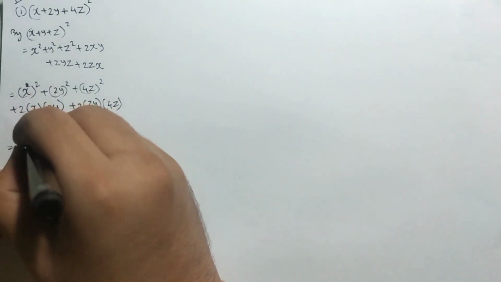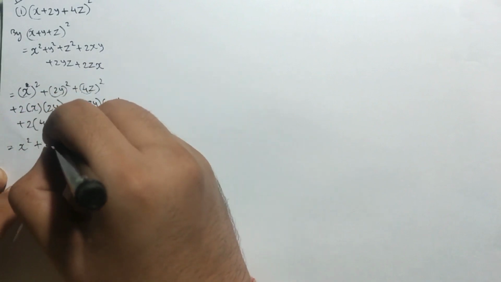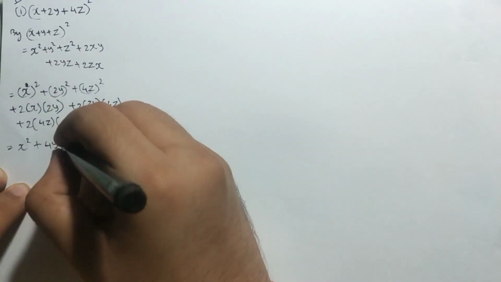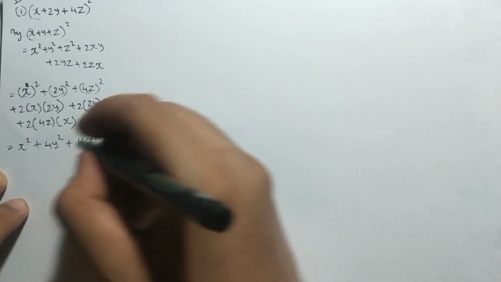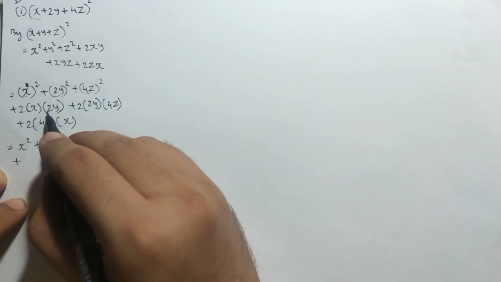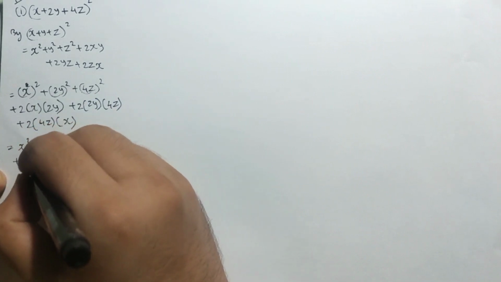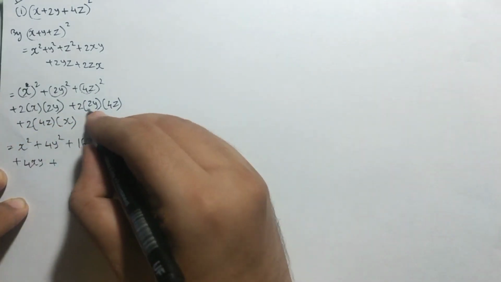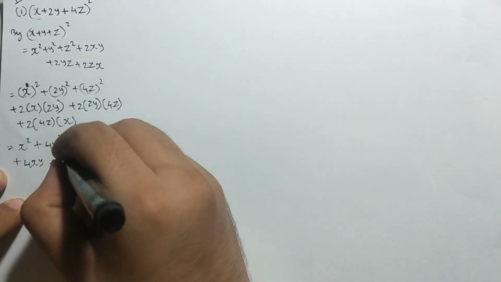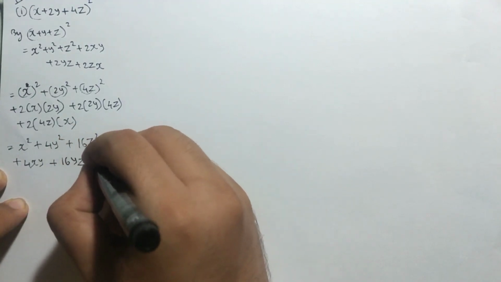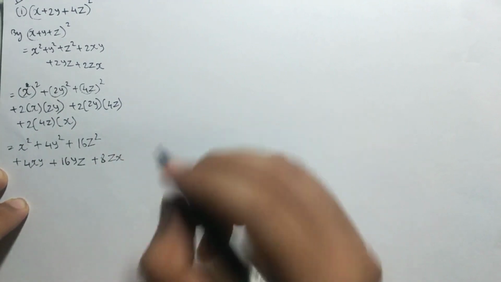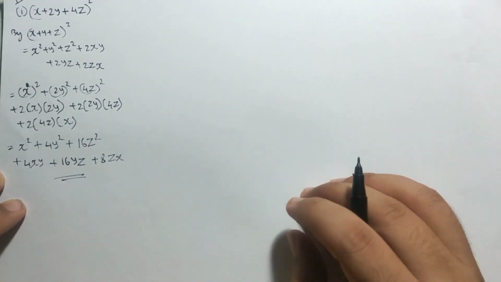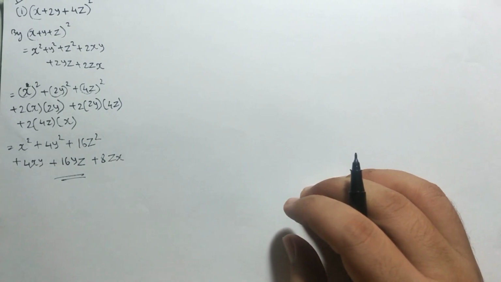This would be x square plus 4y square plus 16z square plus 2 into 2 is 4, 4xy plus 2 into 2 is 4, 4 into 4, 16yz plus 8zx. This is the final answer. That's it. This is the final answer.